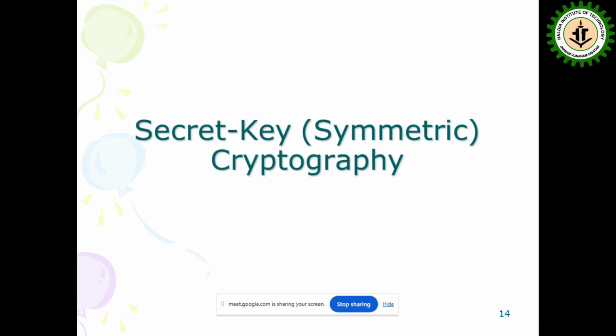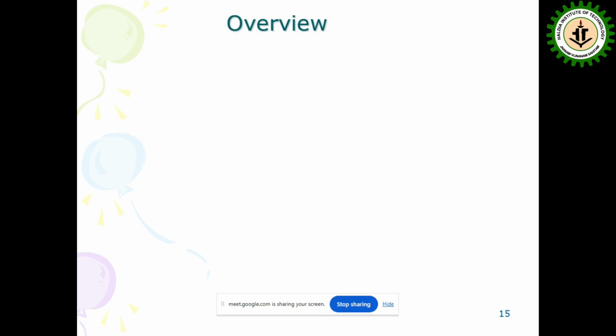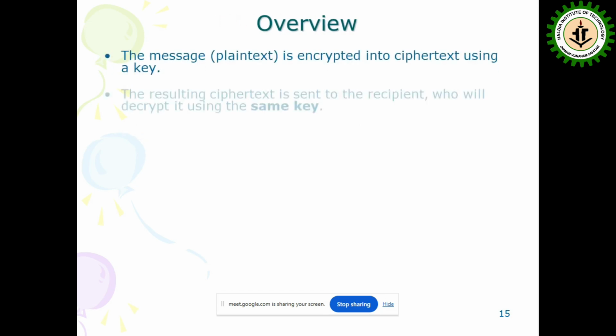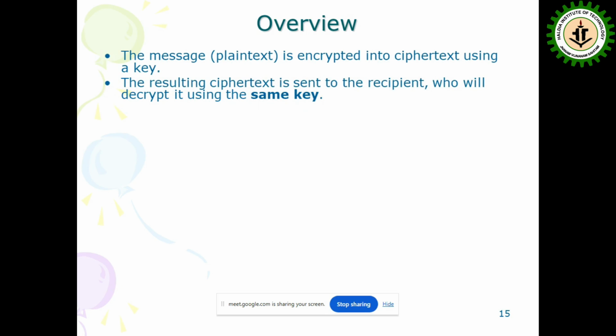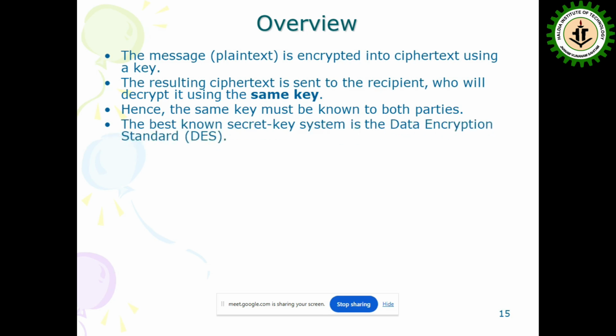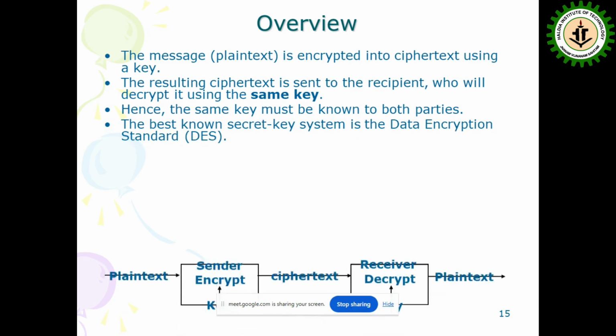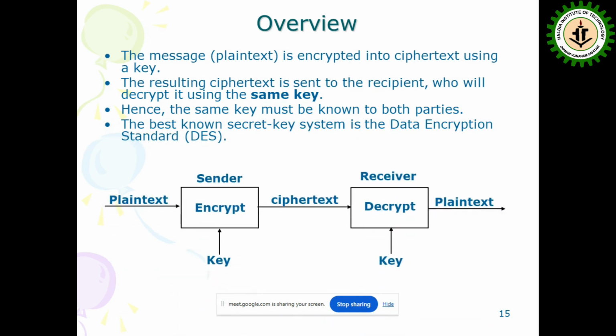Let's dive into secret key cryptography, also known as symmetric cryptography. This method uses the same key for both encryption and decryption. The sender encrypts a plain text message into ciphertext using a shared secret key, and the receiver decrypts it back to plain text using the same key. This simplicity makes symmetric cryptography fast and efficient, especially for large data volumes. However, securely sharing the key between parties remains a challenge.